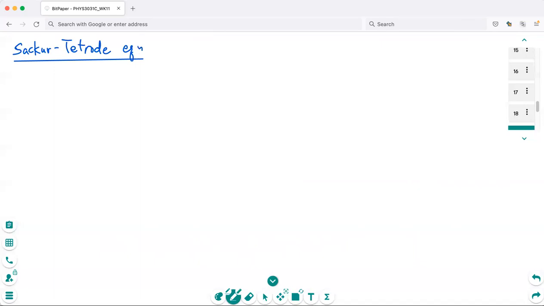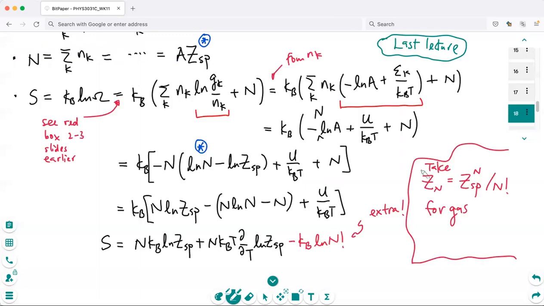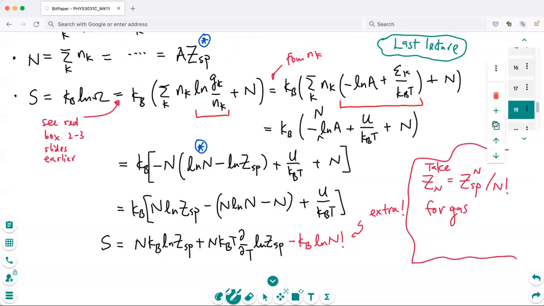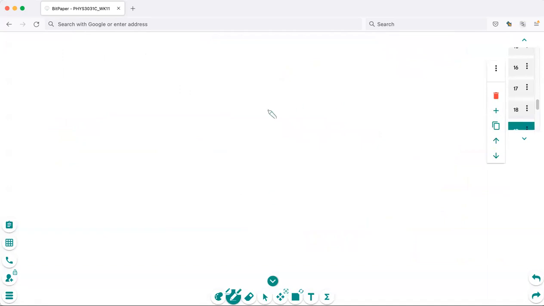the steps are here. I already did it once, and if I summarize it here, I know this is going to happen. Never mind. Okay, start again. So this is the Sackur-Tetrode equation.